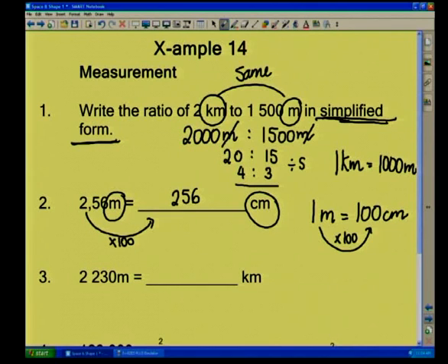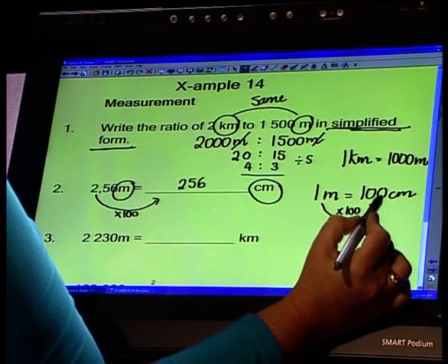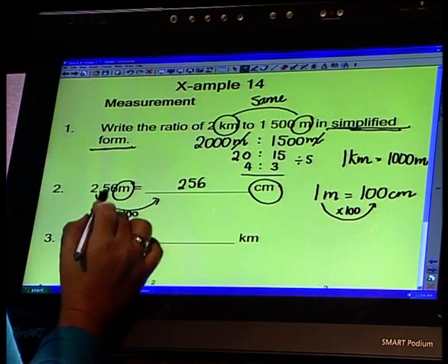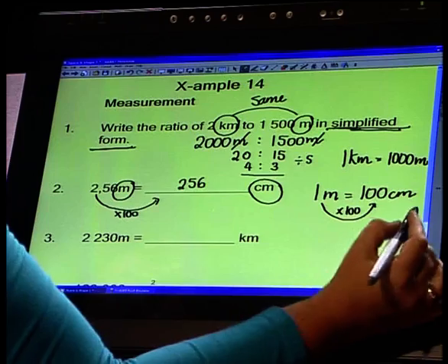Please note that you can see that this is getting bigger. So therefore you're going from meters to centimeters, your number should get bigger, and 256 is bigger than 2.56.